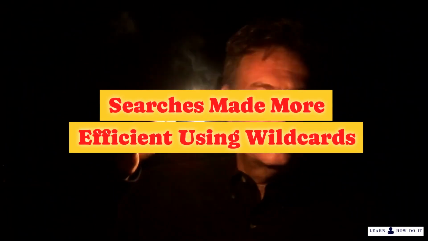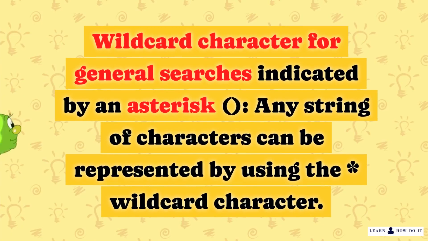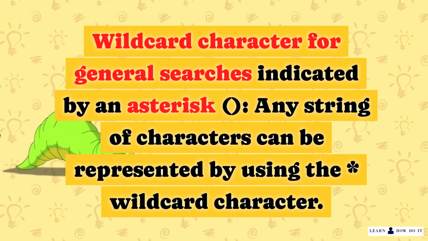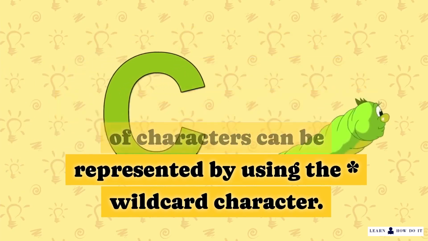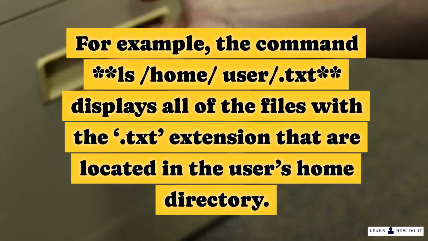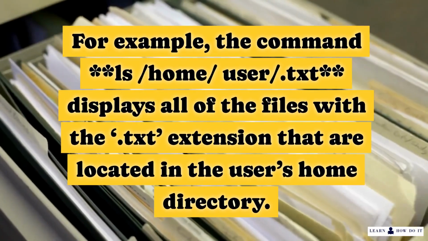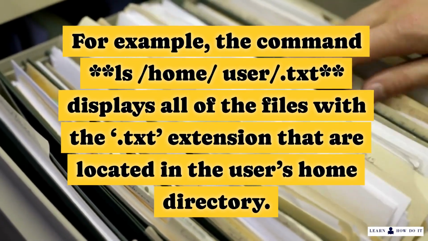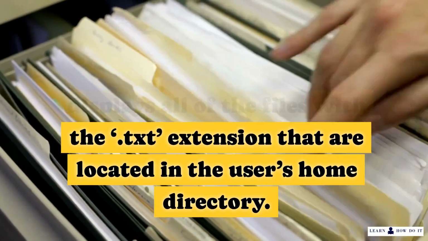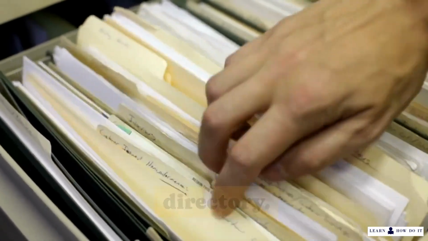Searches made more efficient using wildcards. Wildcard character for general searches indicated by an asterisk. Any string of characters can be represented by using the asterisk wildcard character. For example, the command ls /home/user/*.txt displays all of the files with the .txt extension that are located in the user's home directory.